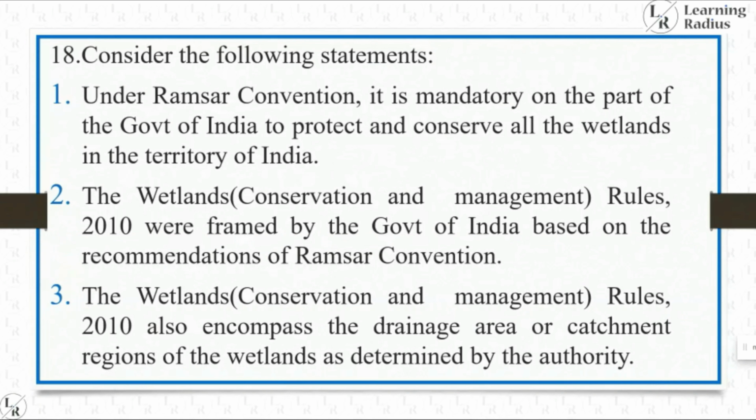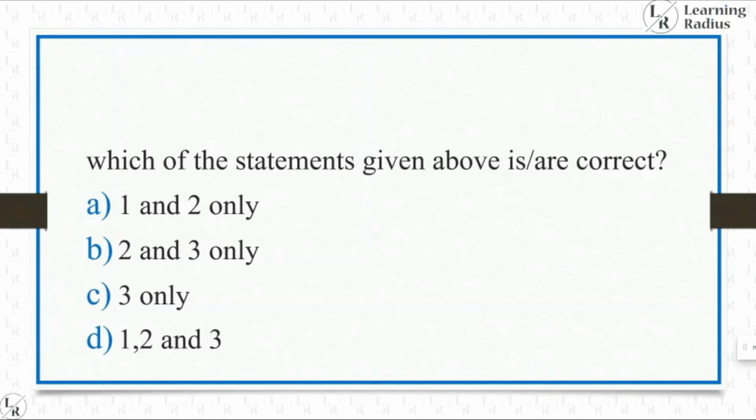Consider the following statements. Under the Ramsar Convention, it is mandatory on the part of the Government of India to protect and conserve all the wetlands in the territory of India. The Wetland Conservation and Management Rules 2010 were framed by the Government of India based on the recommendation of the Ramsar Convention. The Wetland Conservation and Management Rules 2010 also encompass the drainage area or catchment region of the wetland as determined by the authority. Which of the statements given above is correct? 1 and 2, 2 and 3, 3 only, 1, 2, and 3.